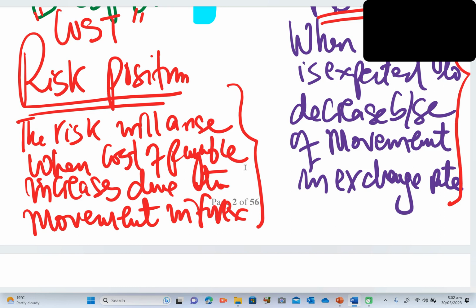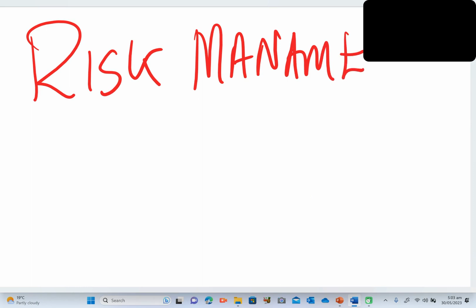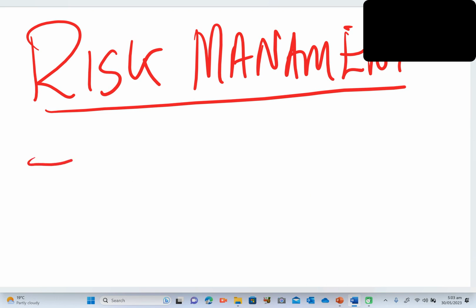Sasa twende kwenye fact sasa. Let's go to the fact. Sasa umeanza kunisoma vizuri. Kwa hiyo topic hii inaitwa nini? Risk management. Sasa neno risk ni nini kwenye corporate finance? Nikisema risk ziko aina nyingi sana. Lakini hapa tunaongelea forex risk.